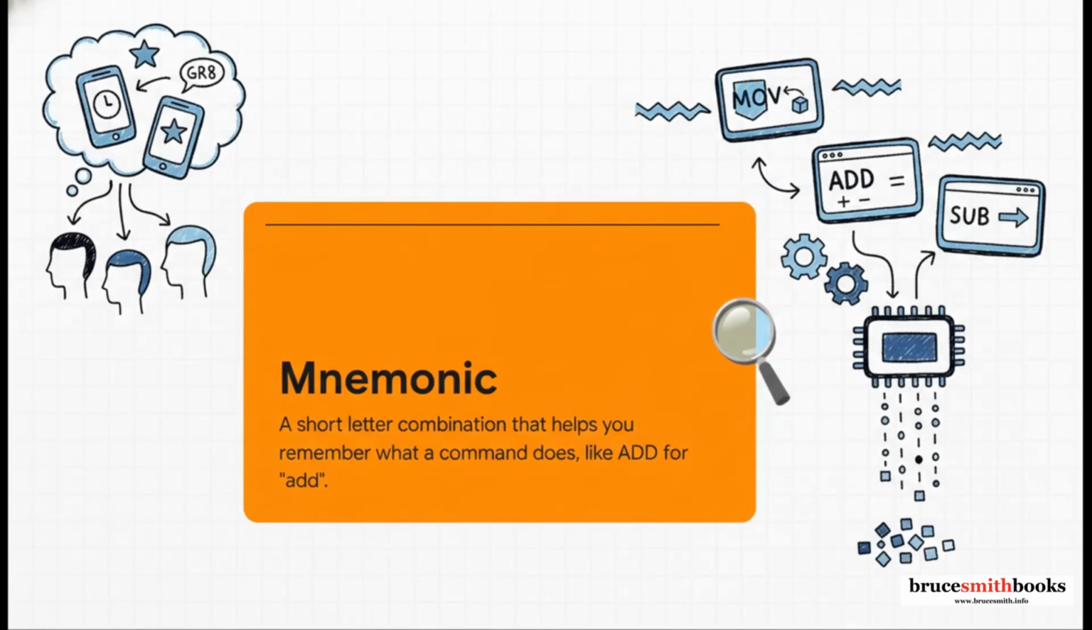Assembly is built on these little things called mnemonics. And really, that's just a fancy word for a memory aid. You use them all the time without even thinking about it. When you text L8R for later or GR8 for great, that's a mnemonic. In assembly, MOV stands for move, ADD means add, and SUB is for subtract. They just make the code make sense at a glance.